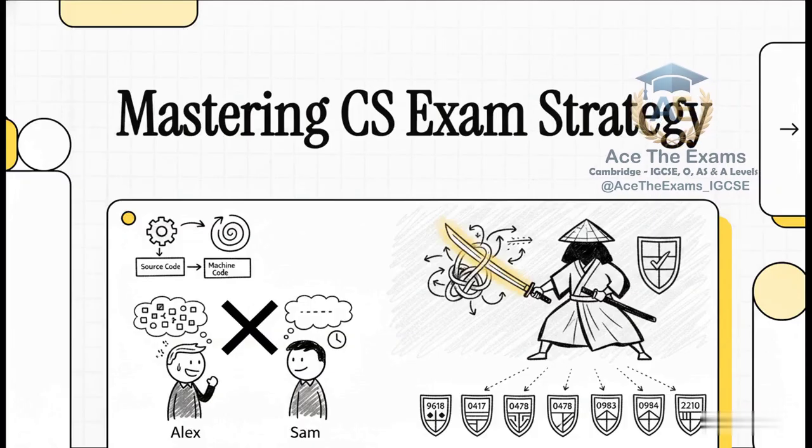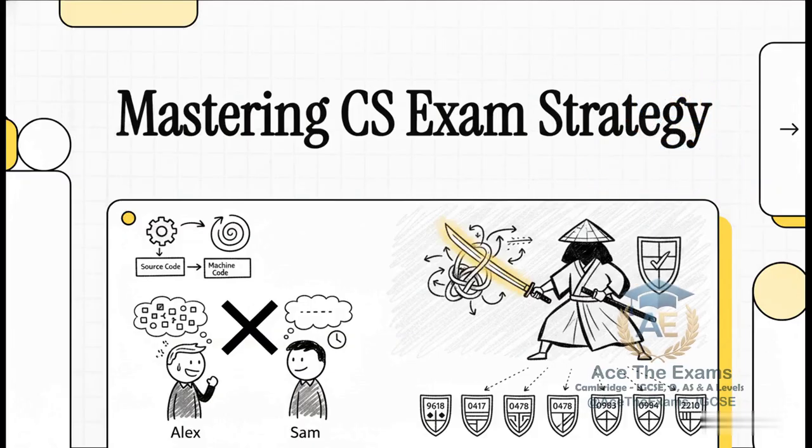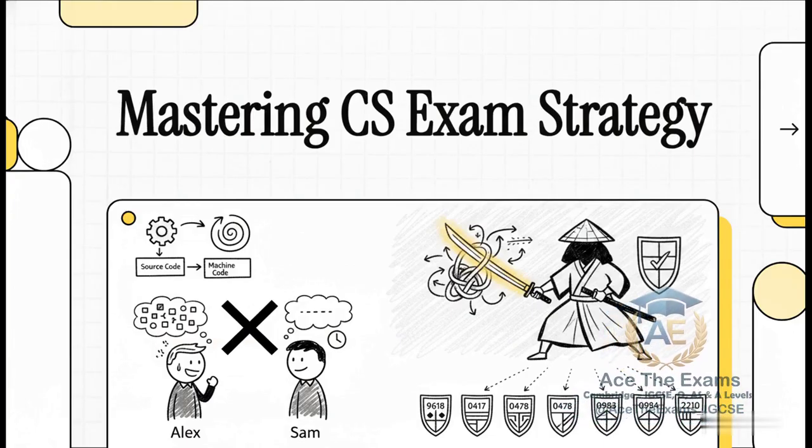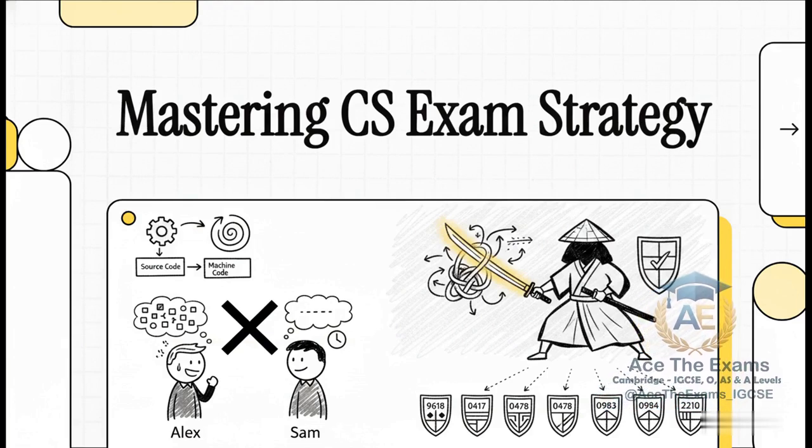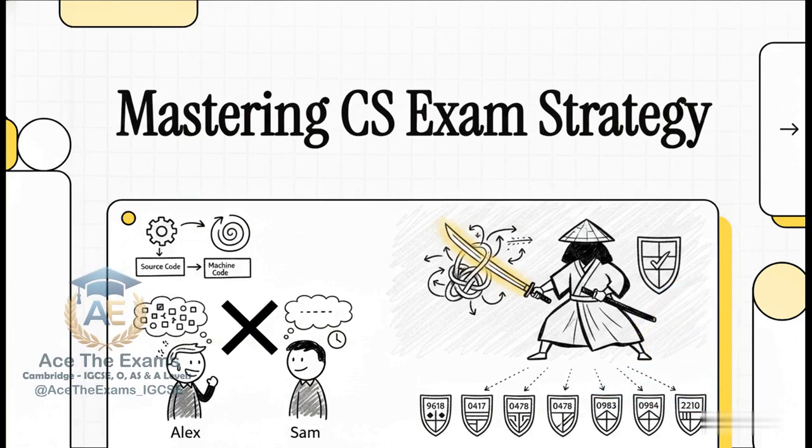Welcome to the Explainer. This is one of the most notoriously tricky areas in computer science, but we are going to break it down so you can completely dominate your Cambridge papers. Look, whether you are in the thick of syllabus 9618 right now or you're building your foundational knowledge across 0417, 0478, 0983, 0984, or even 2210, the strategy we are unpacking today is going to be your absolute ultimate weapon.